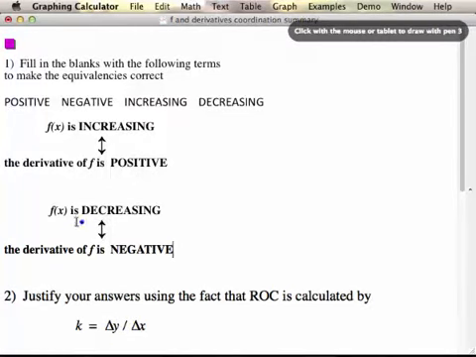And then if the output values of the function are decreasing, then for a small change in x, we're going to get a negative change in y because the final value of y will be less than the initial value of y for that change in x, making that ratio negative. And so therefore, since the rate of change is negative, our derivative is negative.